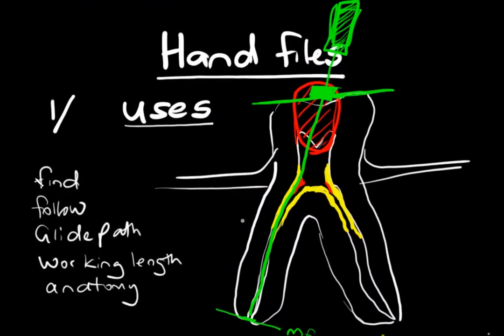So just in summary, hand files, great for finding canals, following canals, creating a glide path, using for working length. Obviously I didn't mention that quite often an apex locator is attached to a hand file, and for getting a very nice 3D picture of the anatomy. It's apart from other things. And I'll go over a few other tips and tricks shortly when I go through the comments later.